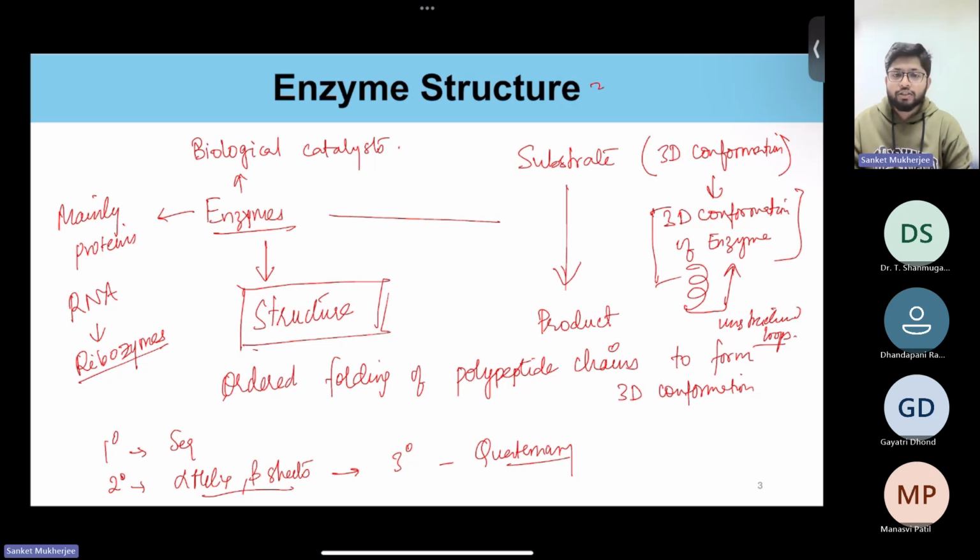The tertiary structure essentially has the enzymatic activity. The quaternary structure is essentially oligomers of the protein. It might exist as a dimer or tetramer, something like that. We will talk about it.